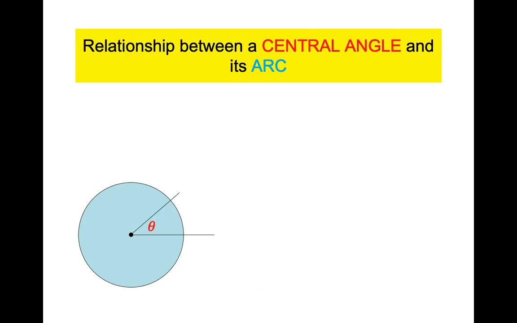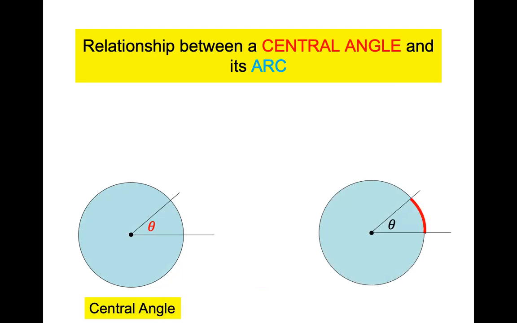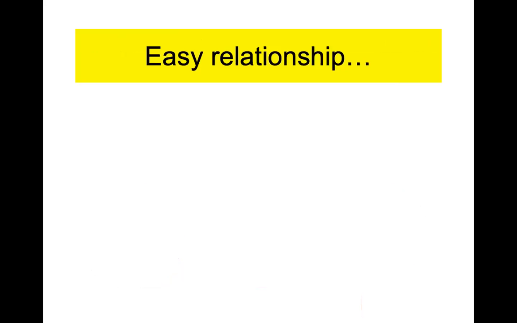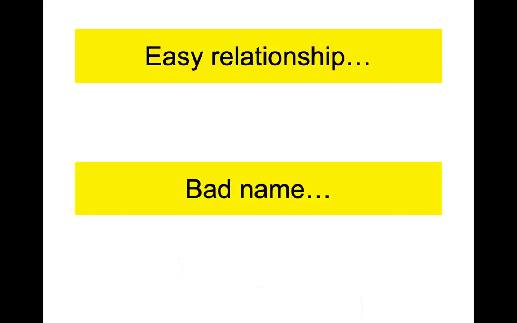It's 1/6 of the circle, okay? So the relationship between the central angle and the arc created by the central angle is that those two are equal. They are congruent, or it should say congruent, they are equal to each other, okay? So central angle equals the arc. It's an easy relationship. It's got a really bad name.